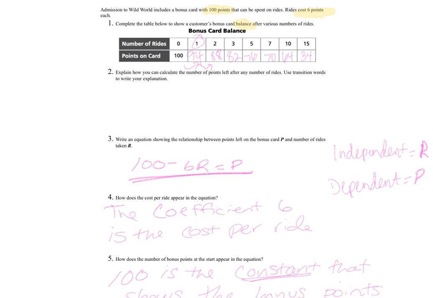If you did a graph, which if you had the time, that's great, it should have looked something similar to this. And I'm not going to go crazy and make it super fancy, but this is rides. And this is points. Okay, and then you would label it, you would title it bonus card points. Okay, and then if this is 100, it goes down at a constant rate.